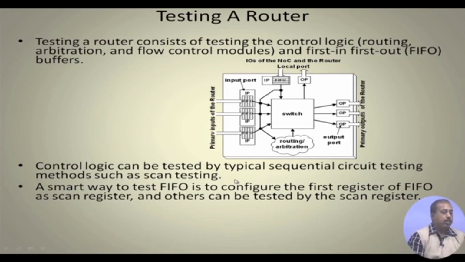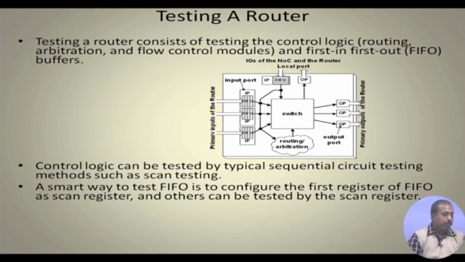So, this is the routing, arbitration and control logic. As I have said, they have got sequential elements in them, so they can be tested using some scan type of philosophy. All those flip flops are put into a scan chain, and then they are tested, and input patterns can be applied to that.